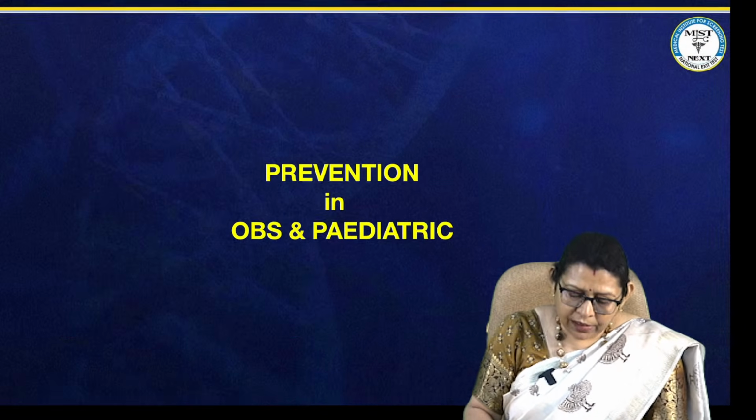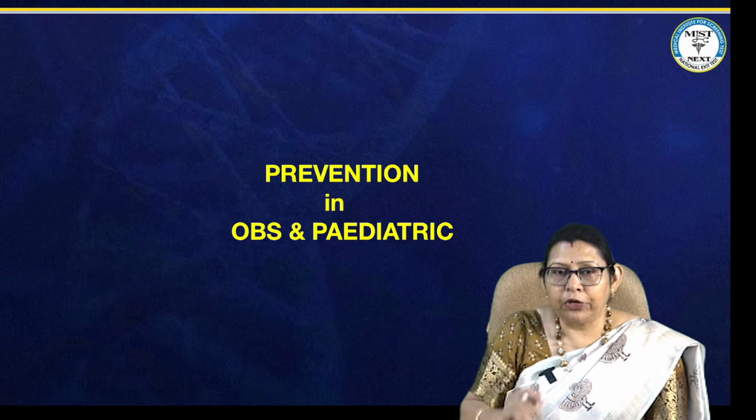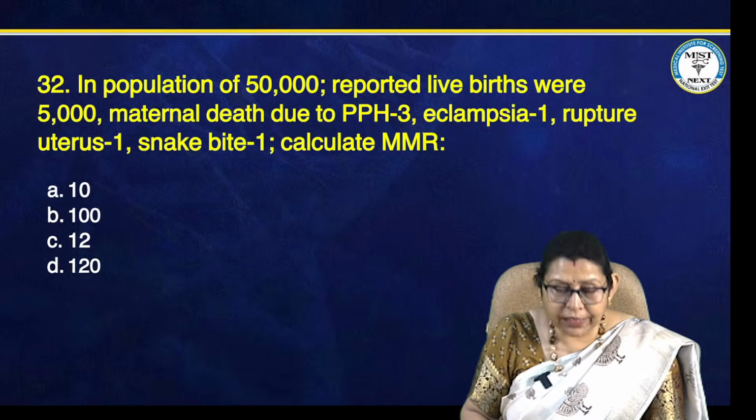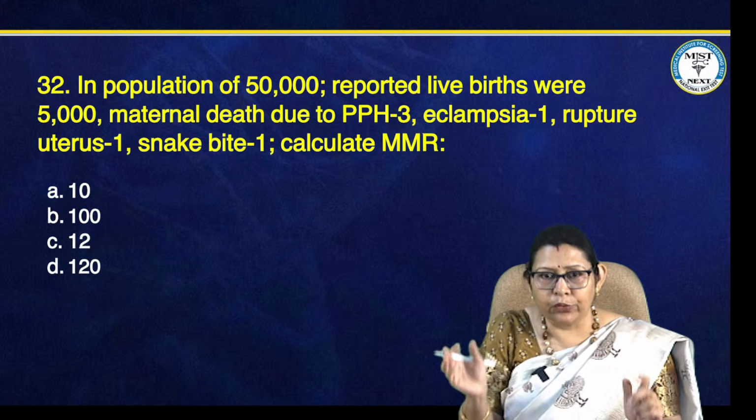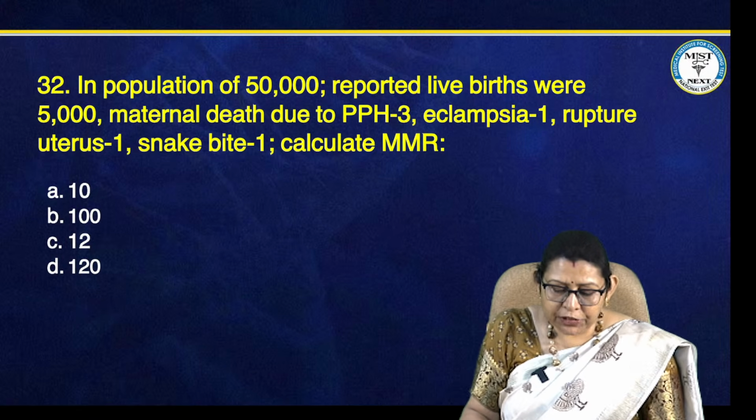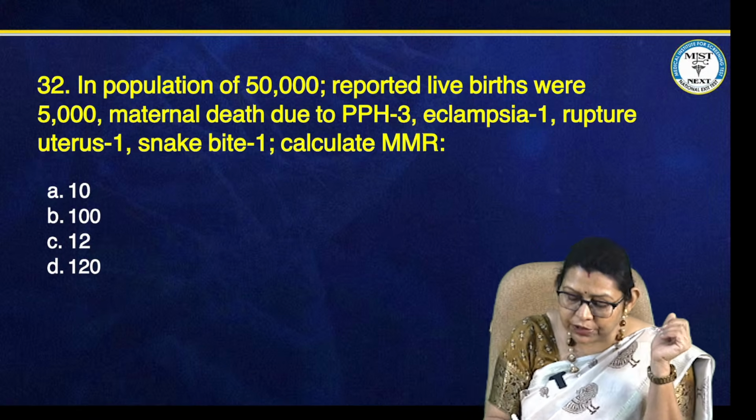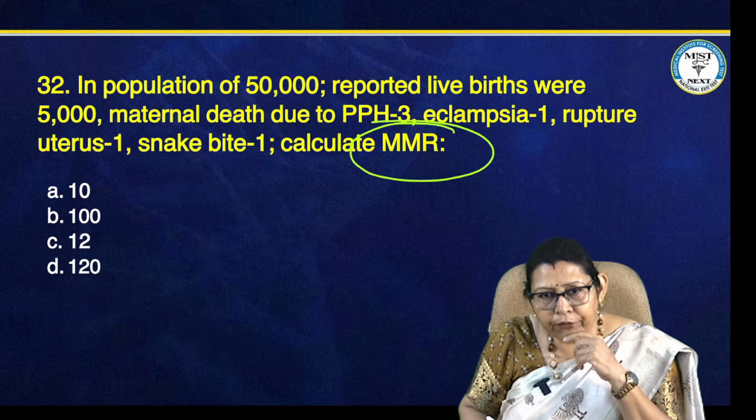Okay. Now coming to the next important topic, prevention in pediatrics and obstetrics, and here they ask us to calculate the maternal mortality rate, infant mortality rate or neonatal mortality rate. In a population of 50,000, the question is to calculate the maternal mortality ratio.